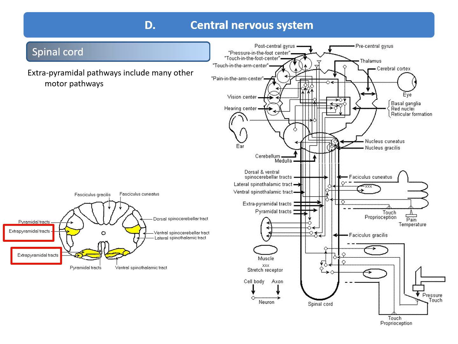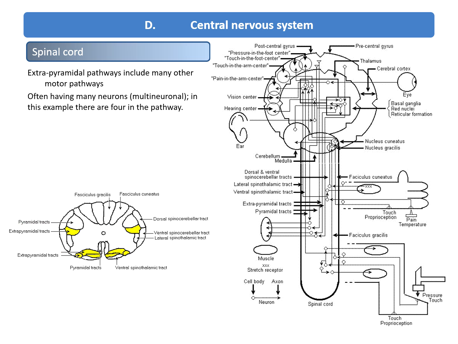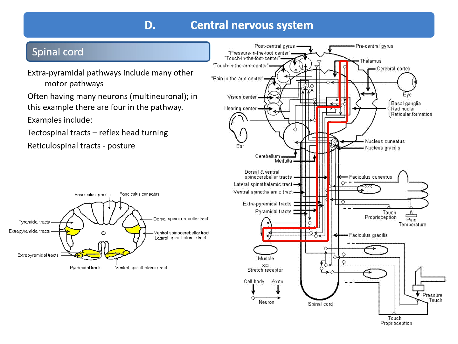The extrapyramidal pathways include many other motor pathways. They have many neurons, so it's referred to as a multineuronal pathway. In this example, there are 4 in the pathway. There's 1, the second, the third, and the last. Examples include the tectospinal tracts. They're involved in reflex head turning. The reticulospinal tracts are involved in posture, and vestibulospinal tracts are involved in balance.